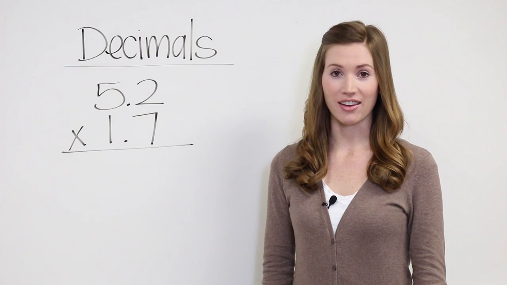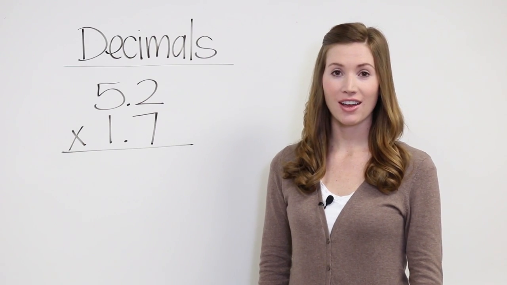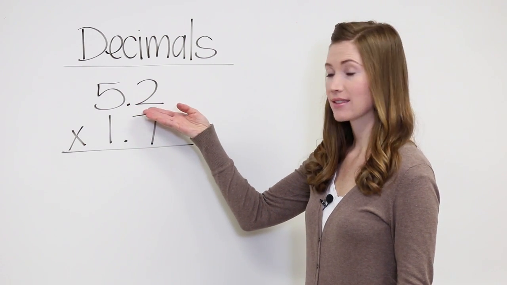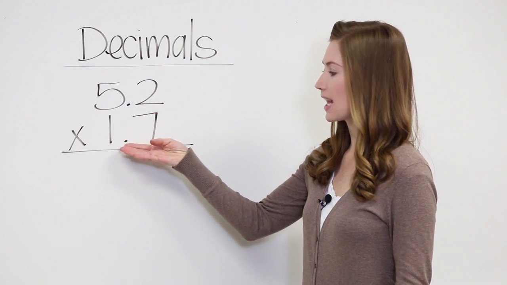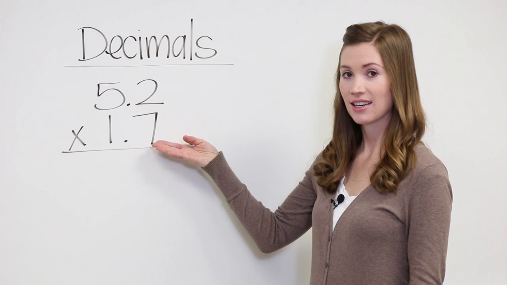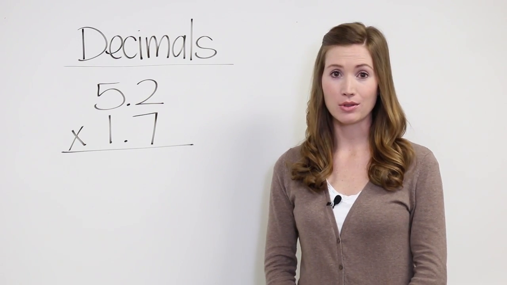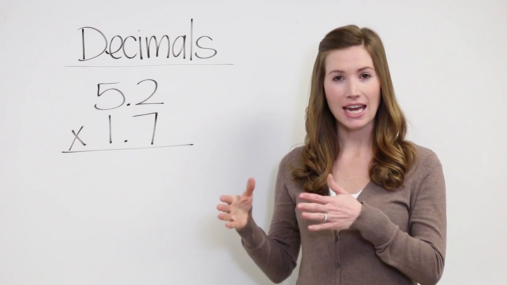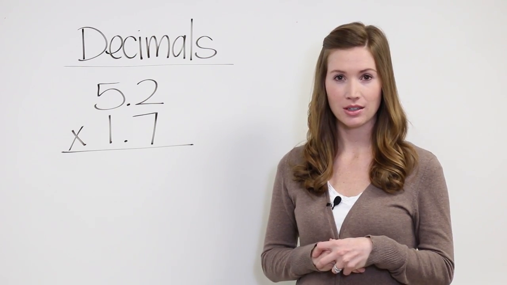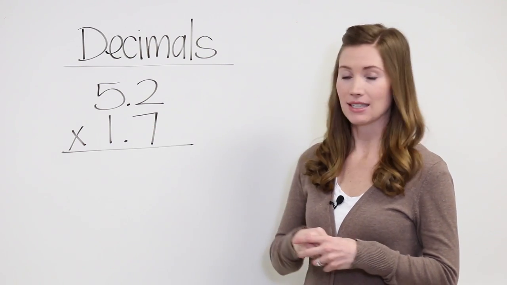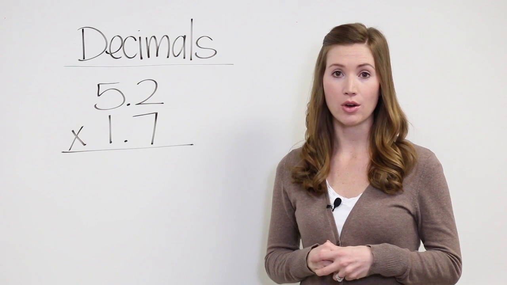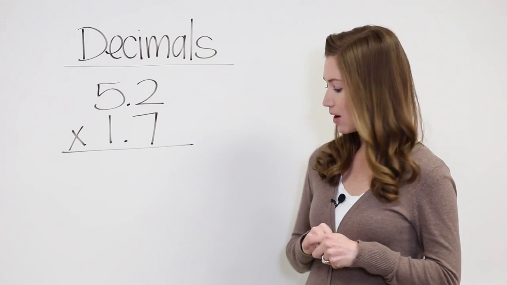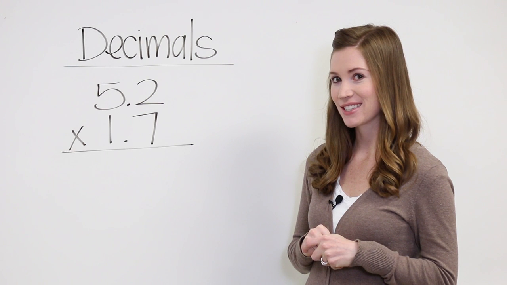Let's look at a problem together. Read the problem to yourself as I read it aloud. 5 and 2/10 times 1 and 7/10. Now, multiplying decimals, just like multiplying whole numbers, is very different than adding and subtracting decimals. When we multiply decimals, we multiply as usual, but we take care of our decimal point at the end. Now, are you ready to multiply these decimals?